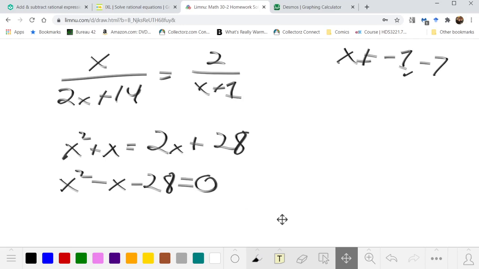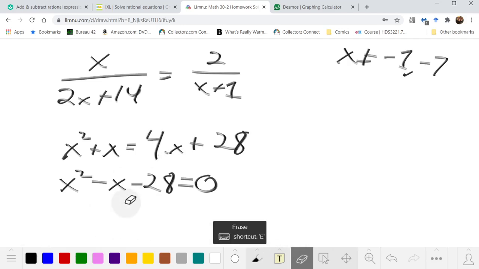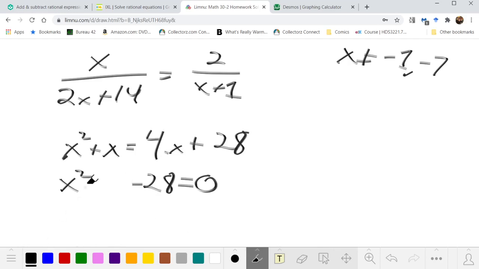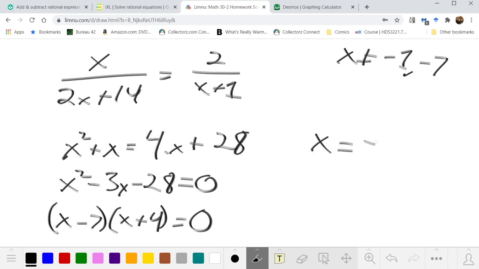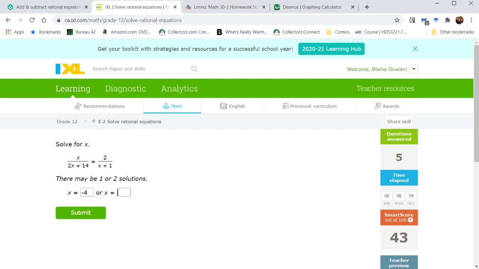I am going to double check to make sure I didn't make a mistake. That should have been a 4x, because this skill doesn't seem set up to give us irrational number answers, and we were about to get one. Now we need factors of 28 that are 3 units apart. That's x minus 7 times x plus 4 equals 0. So x is negative 4 or a positive 7, which is allowed. A negative 7 is not, a positive 7 is. So we have a negative 4 and a positive 7.